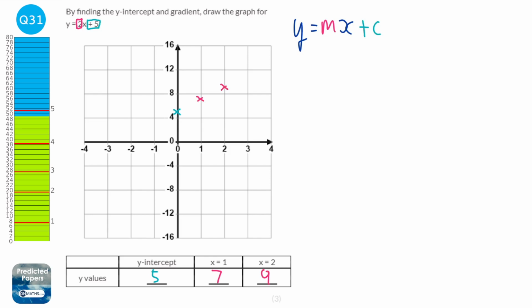So we've got to draw it in, and make sure you draw the line for the whole graph, not just the points that we've just plotted in. And it should be something like this.